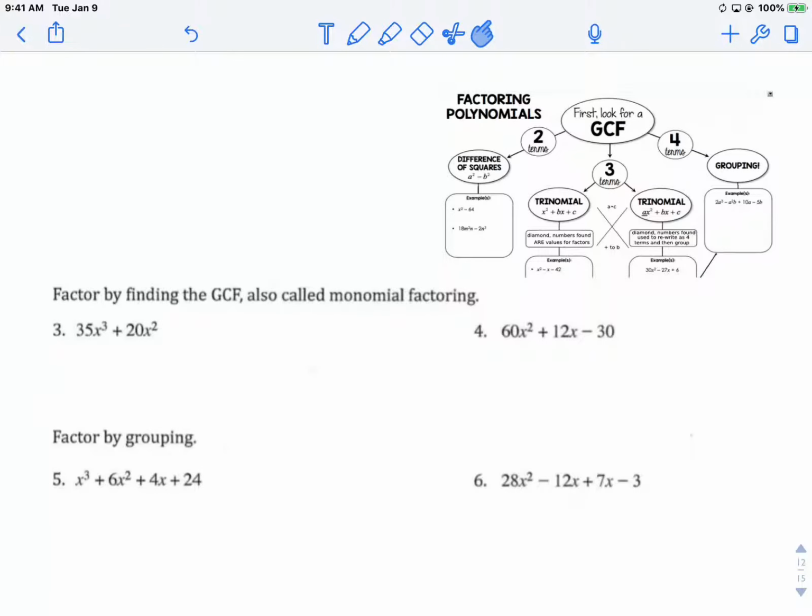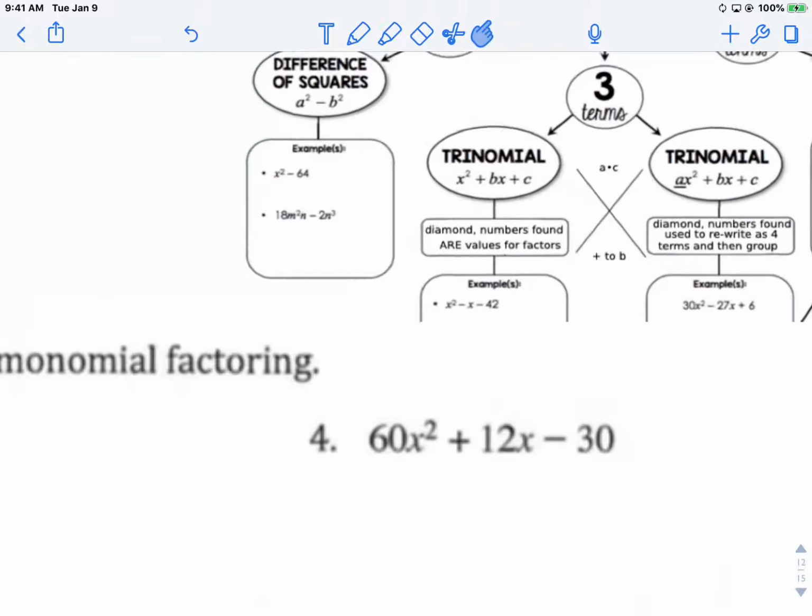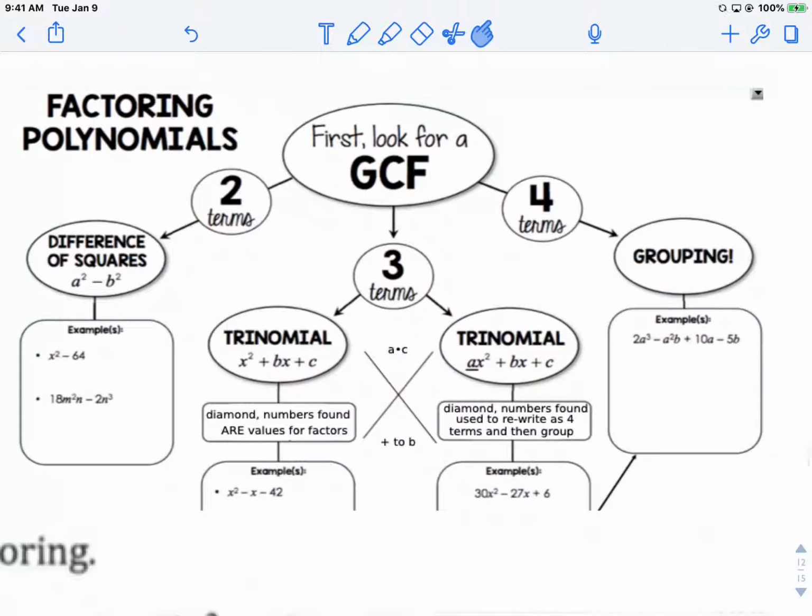The first part of Chapter 8 worked on distributing and multiplying, and now the second part works on factoring, which is going the opposite direction. You had a graphic, and you can pause the video on this graphic, that we used all the time to decide the order that we were going to try to factor, or turn expressions back into their multiplied form. We always started by looking for a GCF.